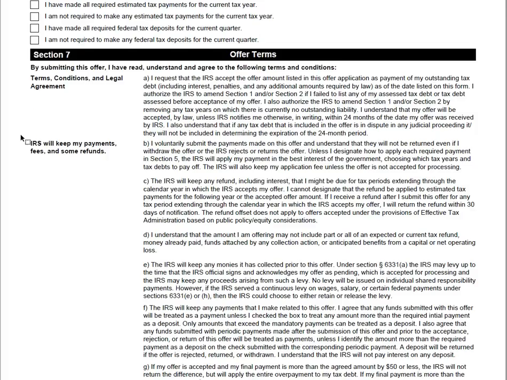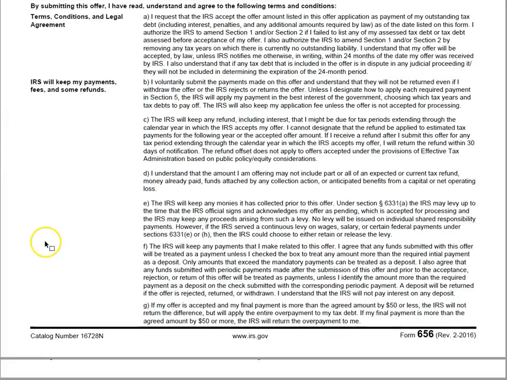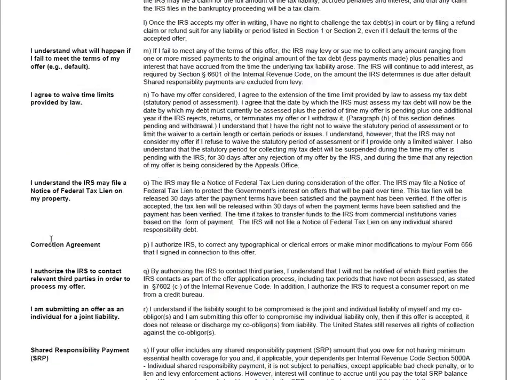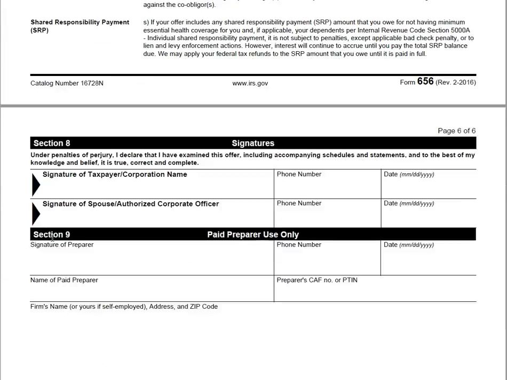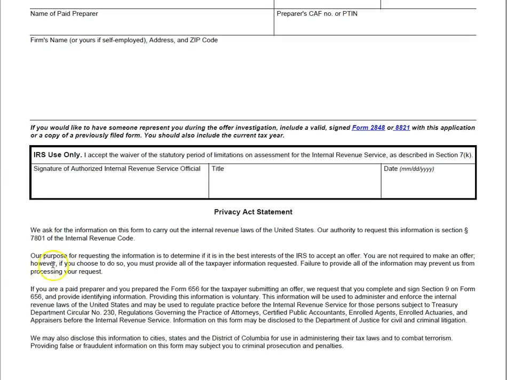Section 7 is going through your offer terms. So you want to make sure you read these and fully understand what you're signing and agreeing to when you're submitting an offer in compromise. That continues here on page 5 of 6, going through the offer terms. And then section 8 is where you're going to sign and date the form. You are signing under penalties of perjury, so you want to make sure everything in here is correct. And then if you have paid somebody to prepare this, make sure they're filling out the paid preparer section of this for you. The rest of this form is for IRS use only.